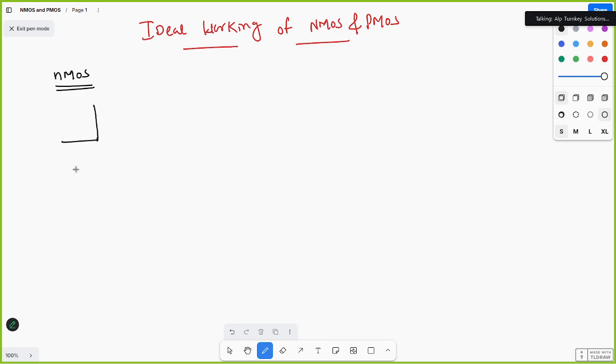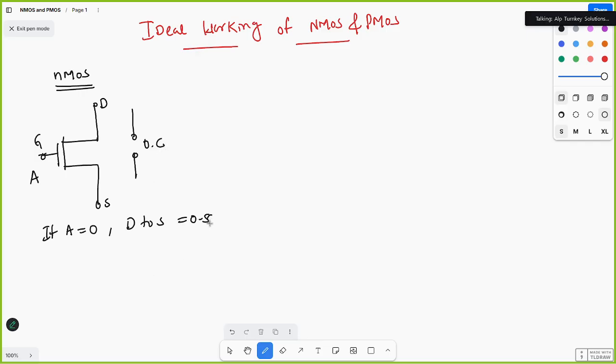I am drawing the symbol for NMOS. So this is the symbol for NMOS, with gate, this is drain, and this one is source. Here let us take the input voltage as A. Ideal properties: if A equal to 0, then drain to source will act as an open circuit.